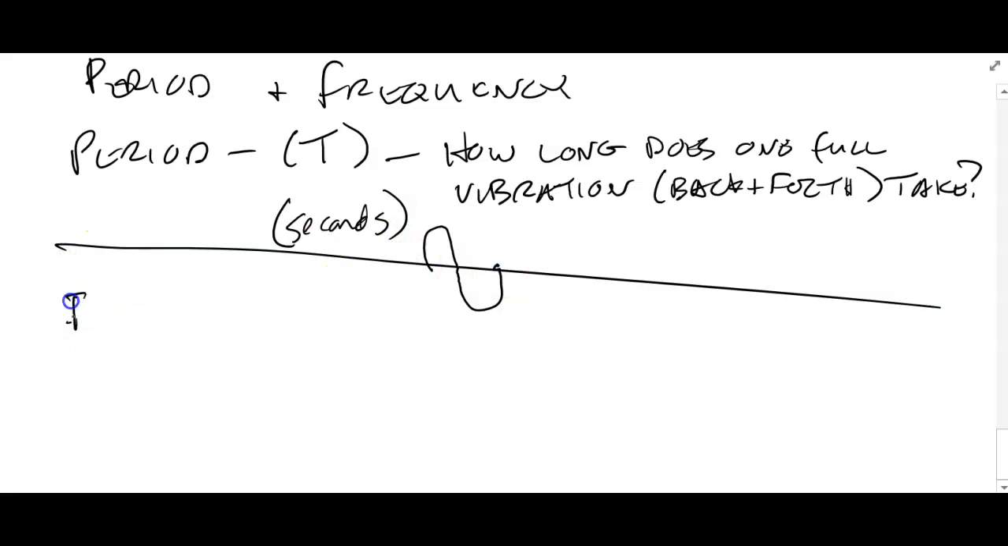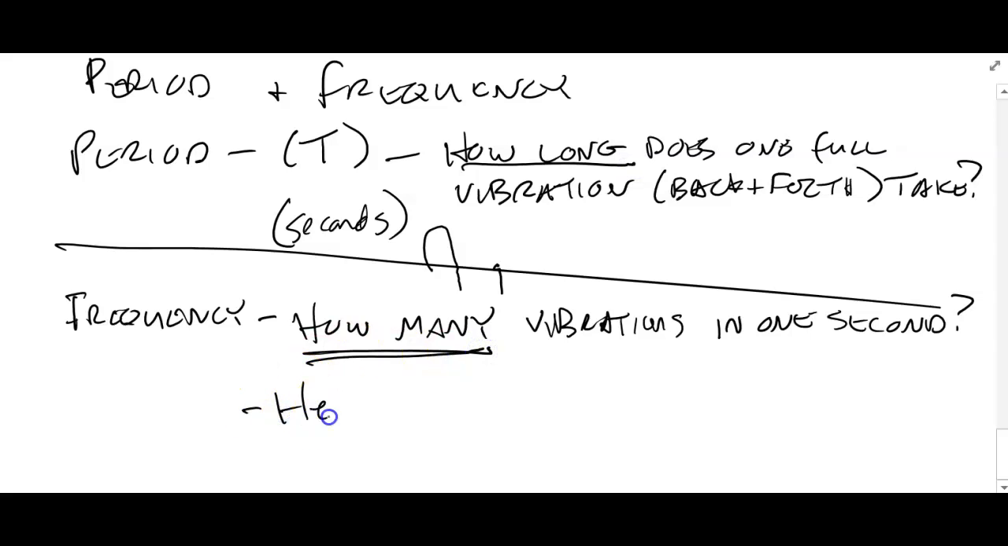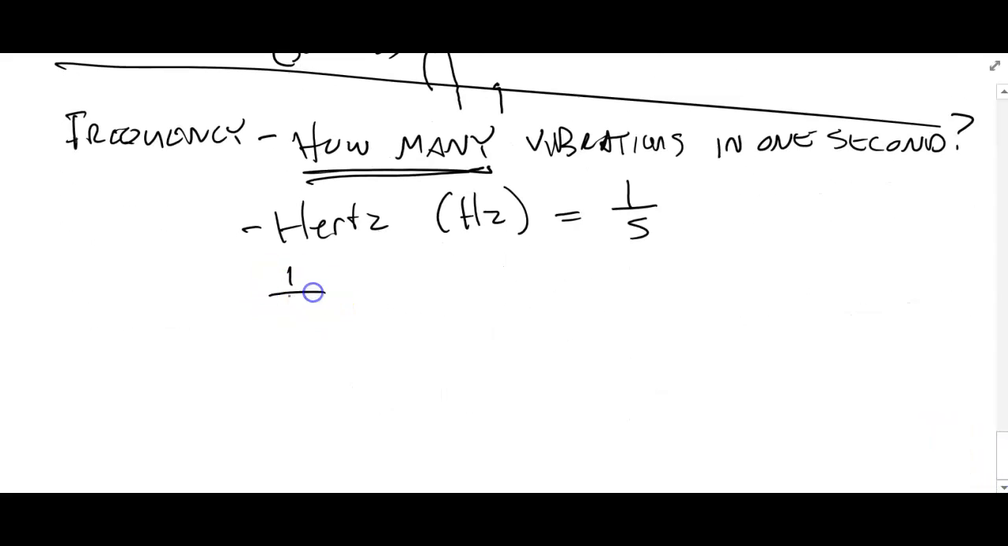Okay, so that's period. Frequency is related. Frequency instead asks a similar question, but it says how many vibrations in 1 second. So you can see how they're similar, but they're not the same. This is how many. This is how long in time. This is how many, like how many oscillations happen. The unit is the hertz, abbreviated Hz, and it really equals 1 per second. So 1 hertz equals 1 something per second.